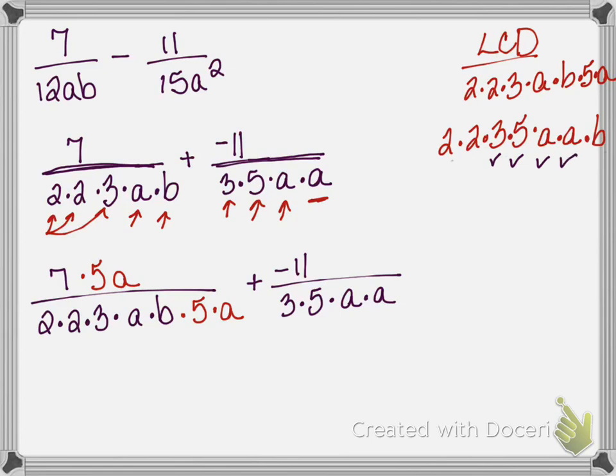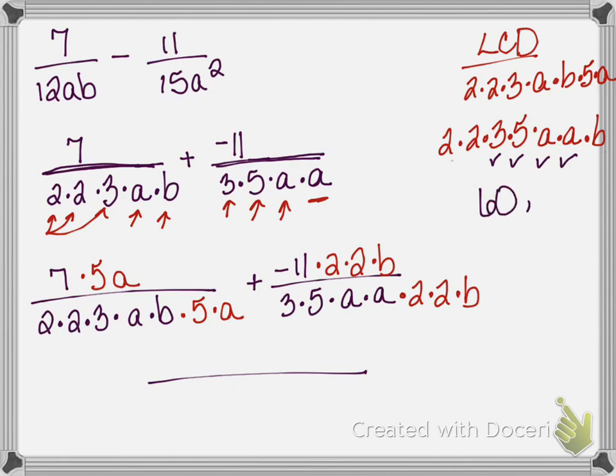What am I missing? 2 2's and a B. Good. 2 2's and a B. Excellent. Okay. Now I can multiply everything out in the denominator. So I have 2 times 2, which is 4, times 3, which is 12. What's 12 times 5? Good. Then I have A to the second power times B. So that's my common denominator.